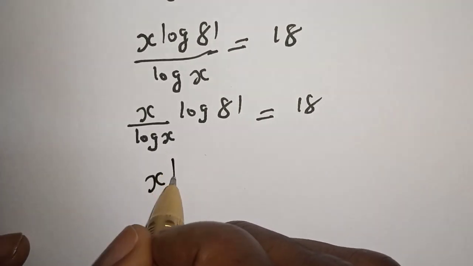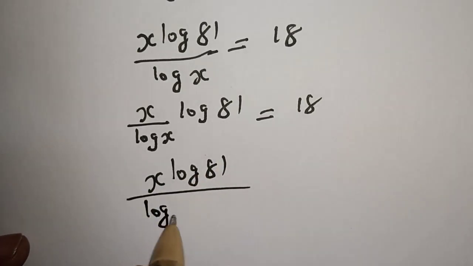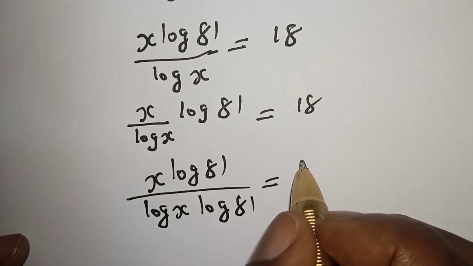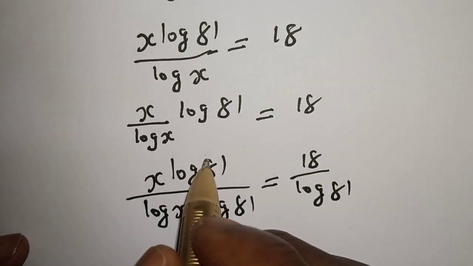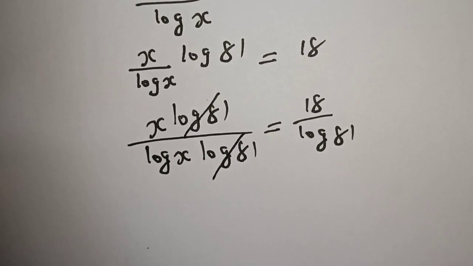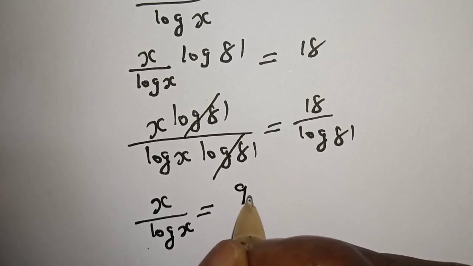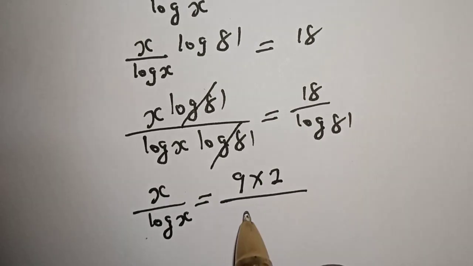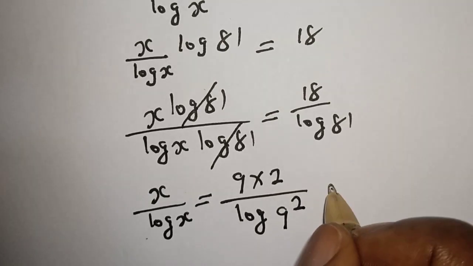You have s log 81 over log x log 81 is equal to 18 over log 81. This will cancel this. S over log x is equal to 18, which can be written as 9 multiplied by 2 over log 81, which is log 9 square.